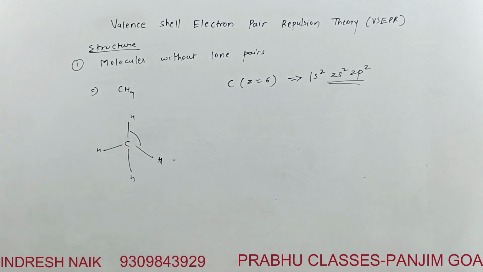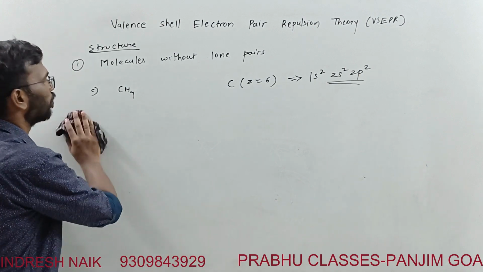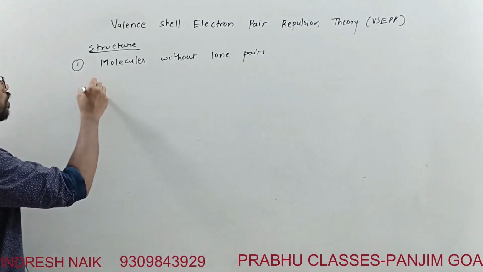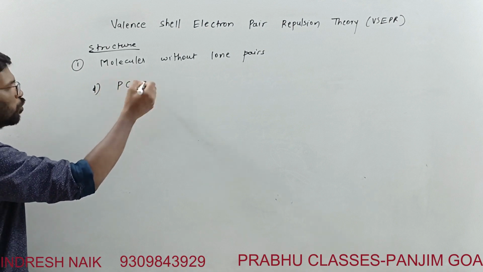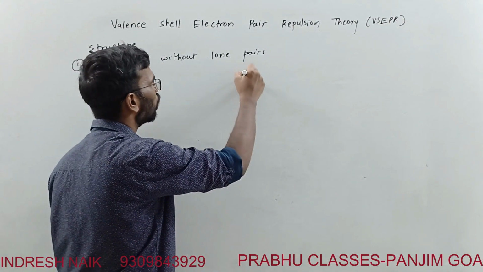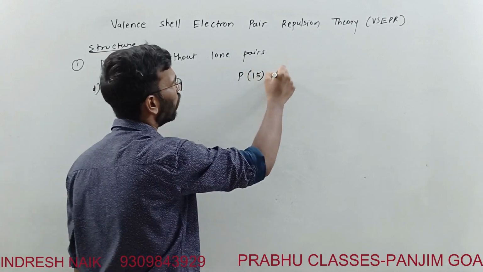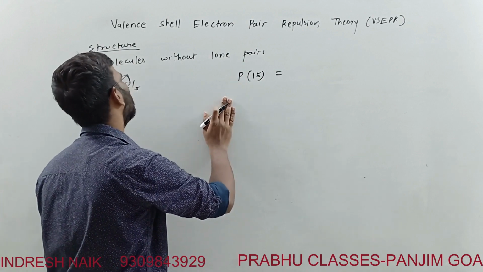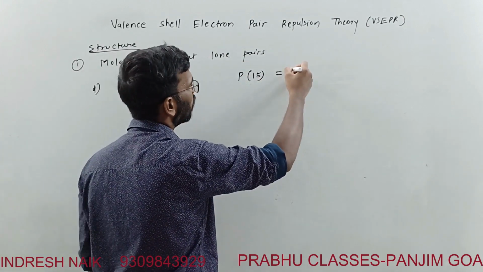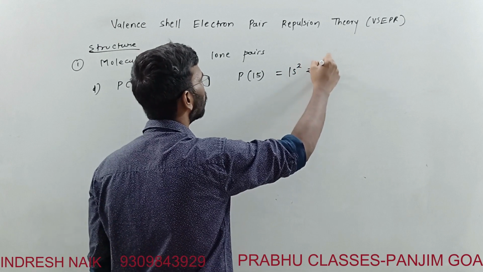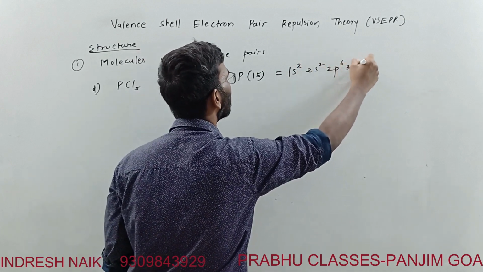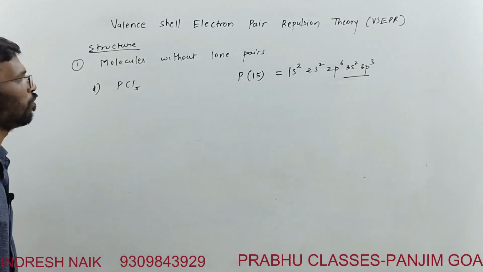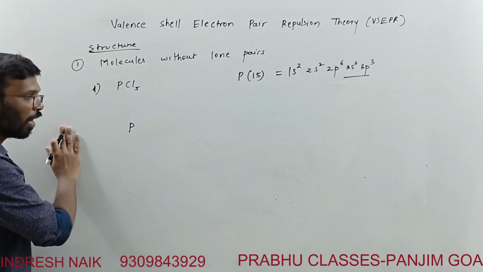Next is PCl5. Let's take PCl5. Phosphorus has 5 valence electrons, right? Phosphorus atomic number is 15, and we know that it is a group 15 element, like nitrogen, phosphorus. So the electronic configuration is 1s2, 2s2, 2p6, 3s2, 3p3, right? This is the electronic configuration of phosphorus. Phosphorus has 5 valence electrons.